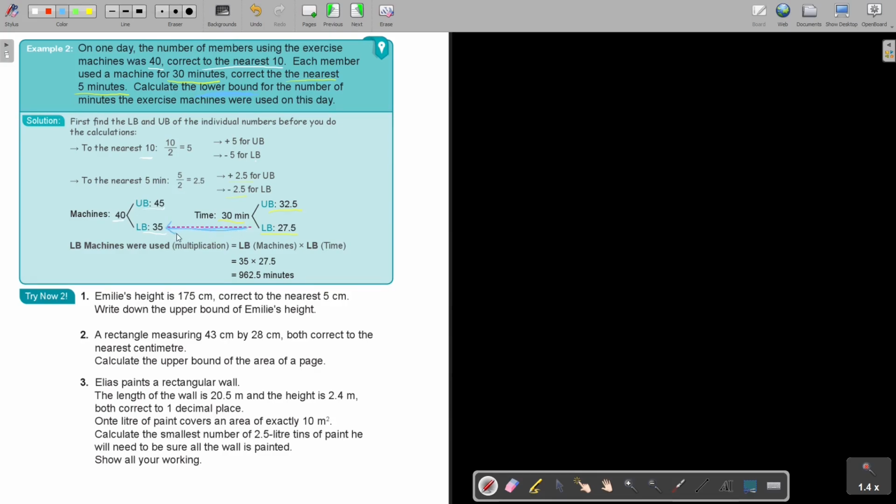Do you see? Parallel. In the sense, if I want the lowest bound, do you see? The lowest bound for the machine use, I just say the lower times the lower. Okay. And if I want the biggest, I would have said upper times upper. But they asked the lowest. So answer the question. So I'm just going to put it in. It's the 35, multiply the 27.5, and this is the amount of minutes that the people are on the machines. Okay, this is a typical one.